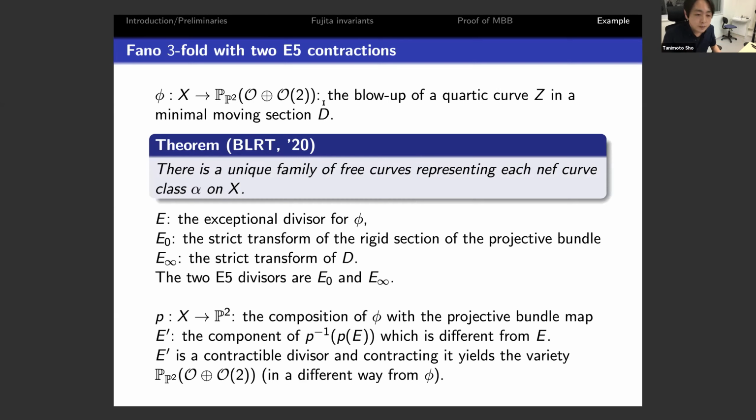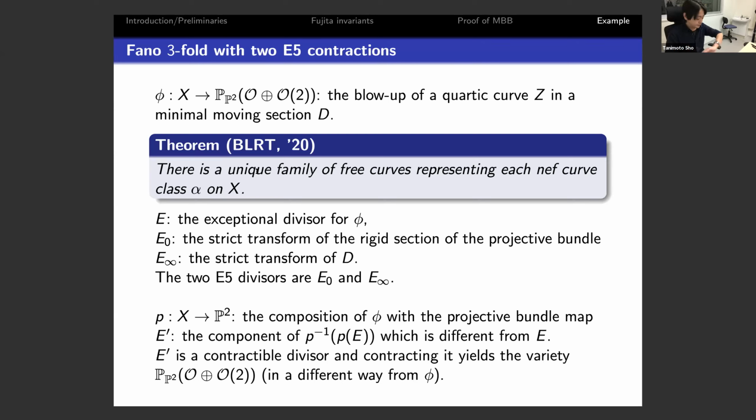And then we prove that there's a unique family of free curves representing each and every curve class alpha on X. So basically we prove the irreducibility of the space of rational curves for each numerical class. We prove this by using movable bend and break. So we first prove movable bend and break, and then prove this theorem.